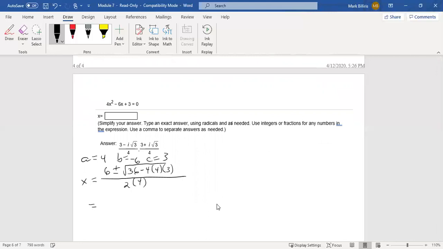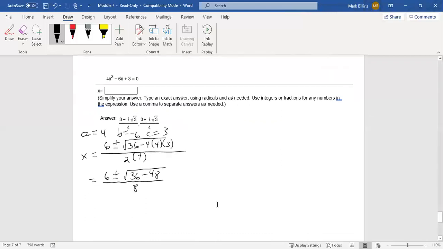So this would give us 6 plus or minus the square root of 36. Now we have negative 4 times 4, which is negative 16, and negative 16 times 3 is negative 48, all over 2 times 4, which is 8. So this gives us 6 plus or minus the square root of negative 12 over 8. Now, we have a negative underneath our radical sign. So remember, we're going to use i to simplify.